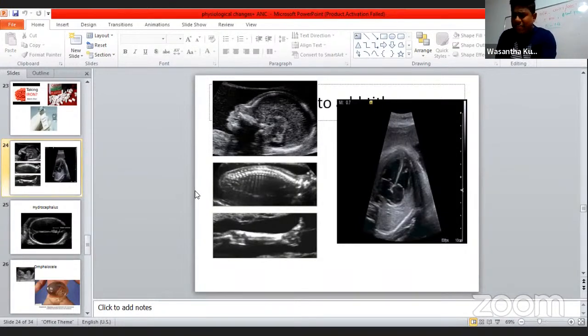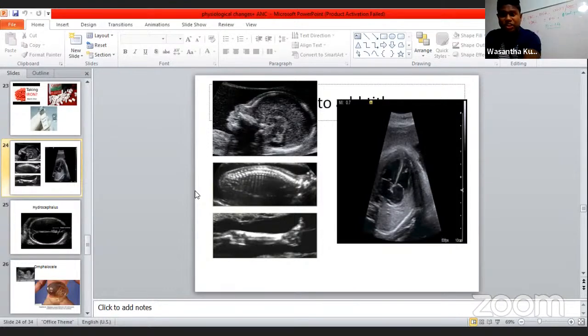Can you detect all anomalies with this anomaly scan? No. Only the major, gross abnormalities you can detect. Sometimes people may come and complain to you after the delivery, saying doctor, my baby has a dark patch, and you didn't see it in the scan. Can you detect those things? Only the major anatomical defects you can detect. And you should be able to differentiate abnormalities from normal variants.